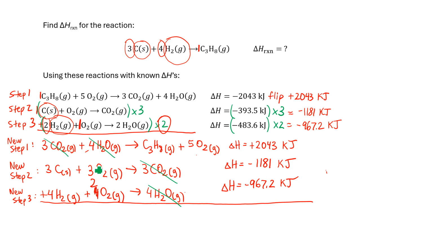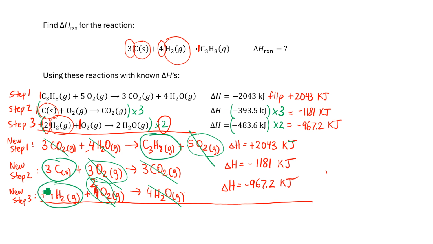Notice we have 3 oxygens in step 2 and 2 oxygens in step 3. That adds up to 5. We have 5 oxygens from step 1 in our products, so those cancel. Those all cancel. All right, what are we left with? We're left with this, this, and this. Let's add them up.